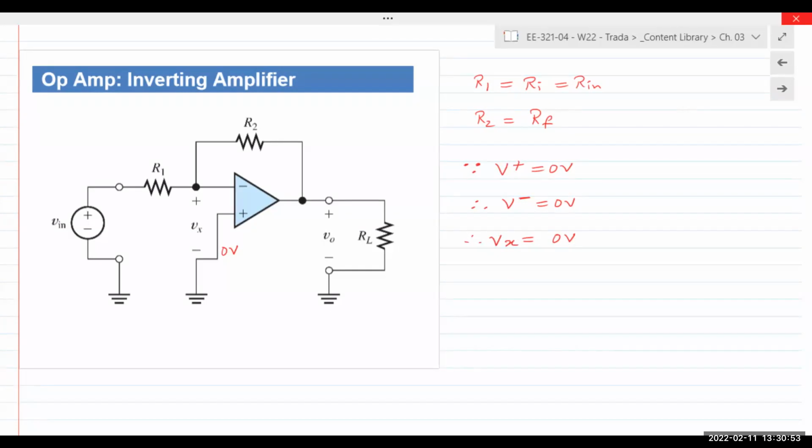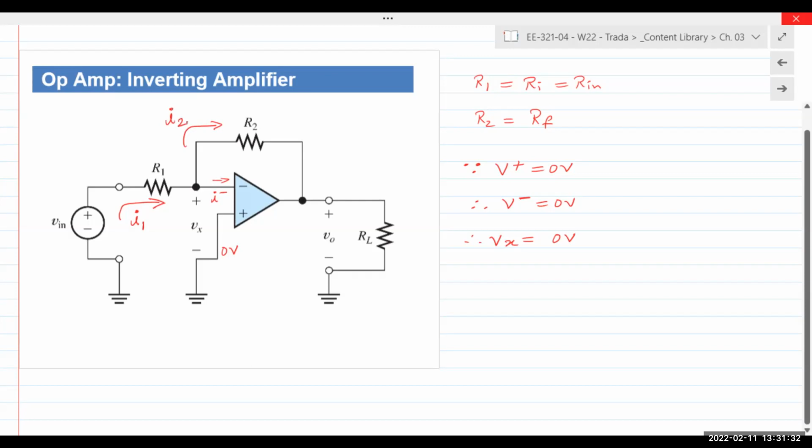Yes, ideal op amp. Yep. And so now let's write down our currents. V in will have some value. It'll supply some current right there. We'll call that I1. We can call this I minus, sorry, not I plus, I minus. It's a negative terminal current going in, and this will be I2.